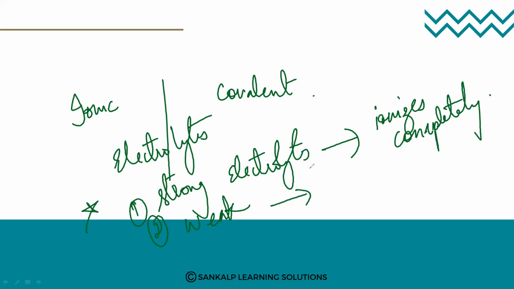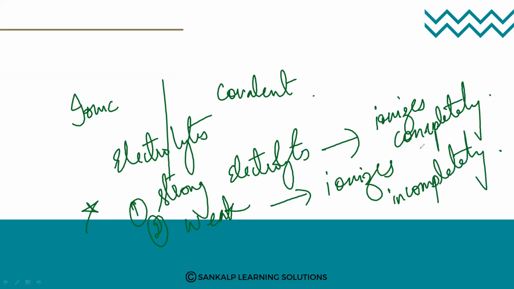Then what do you mean by weak electrolytes? Weak electrolytes do not ionize completely. They ionize incompletely in the aqueous solution, so they are called weak electrolytes. I can give you the example of acetic acid, which is a weak electrolyte, and HCl, which is a strong electrolyte.